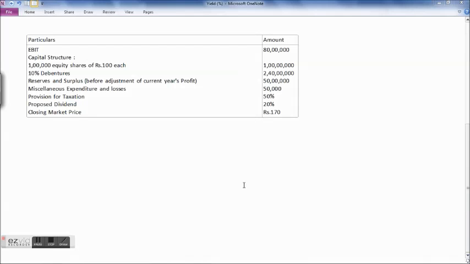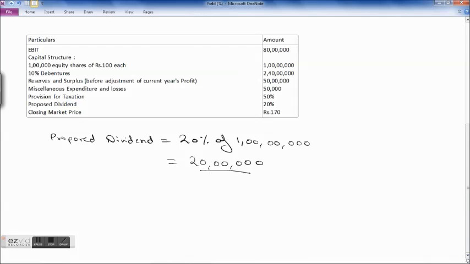Okay, now we will calculate what the yield is. So yield is what? Dividend upon market price into 100. Now let's see how much the dividend is. Proposed dividend is 20%. So 20% of how much is the share capital? Share capital is 1 crore. So 20% of 1 crore comes to 20 lakh. Okay, so total dividend is 20 lakh.